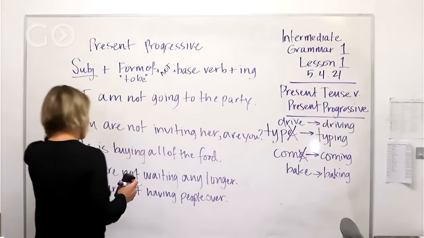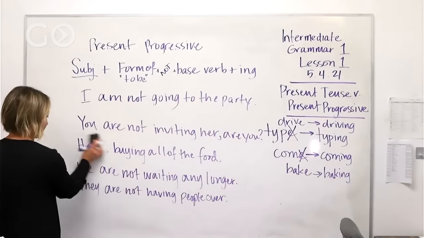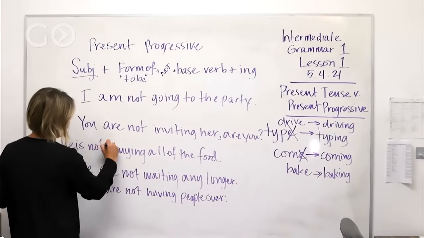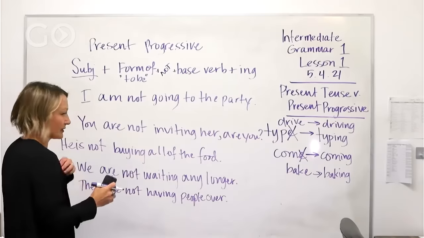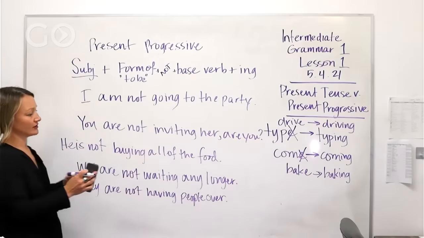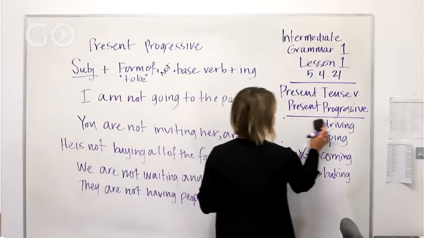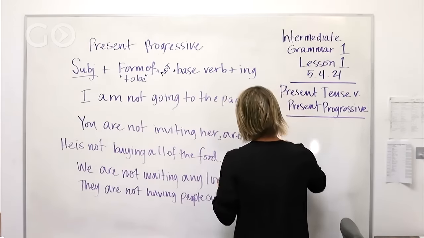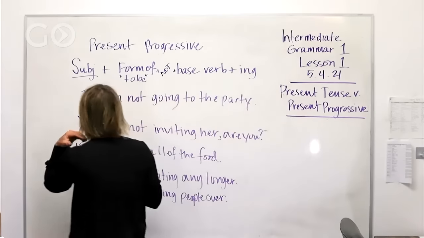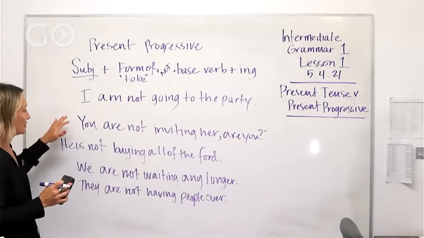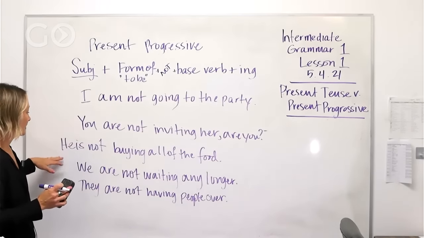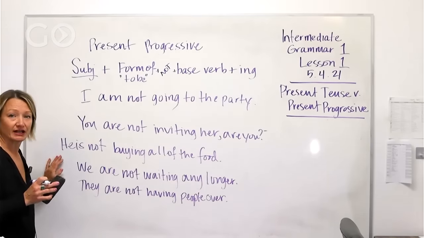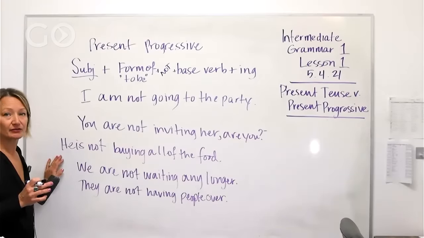Okay, great. So now we've got all these are negative. He is, let's change this. He is not buying all of the food. All right, let's get some more space over here for us. So what do we have here? I'm not going to the party. You're not inviting her, are you? He's not buying all of the food. We're not waiting any longer. They're not having people over.